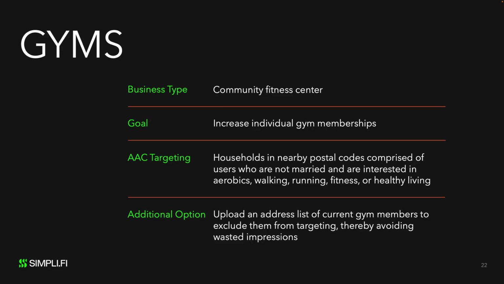How about a gym or community fitness center that wants to increase individual gym memberships? Now, thanks to our interest-based demographic targeting, we can, of course, reach individuals who are interested in aerobics, walking, running, fitness, or healthy living. But because this example wants to increase individual memberships, we can target households with unmarried individuals. But of course, you could also target married people or people with kids if you wanted to increase family memberships. Additionally, the gym can upload their current list of members, and that gives us the ability to exclude them from our targeting, thereby avoiding wasted impressions.